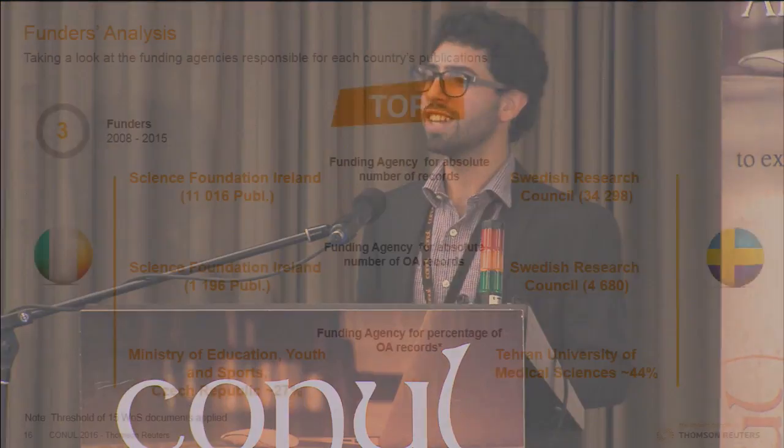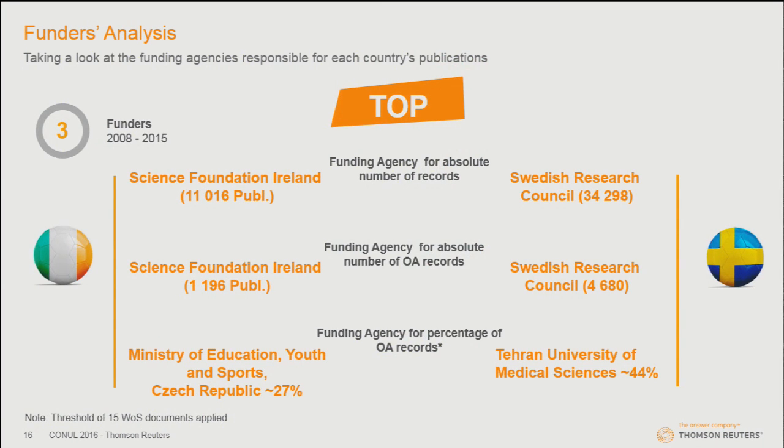The funding agency for absolute number of open access records is still the same, so it makes sense. They're producing kind of the same proportion of open access when comparing to the general number. And the funding agency for percentage of open access records, of course here I had to apply a threshold of minimum of 15 documents, is the Ministry of Education, Youth and Sports for the Czech Republic, surprisingly. And in Sweden, it's the Technical University of Medical Science, so respectively with 27% and 44%.